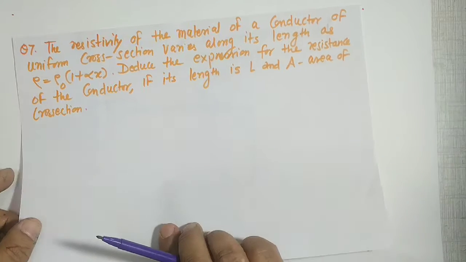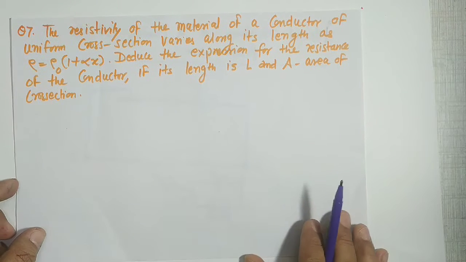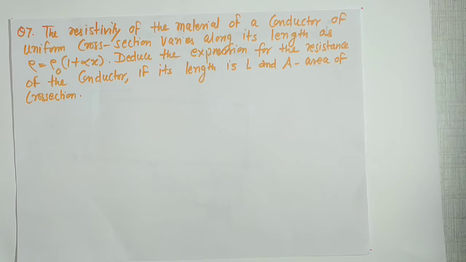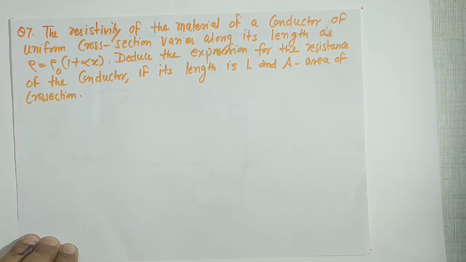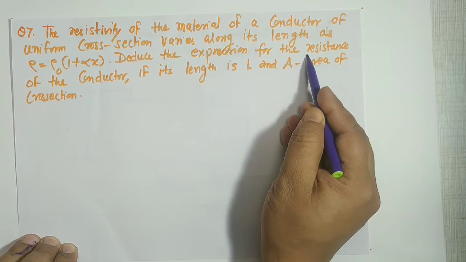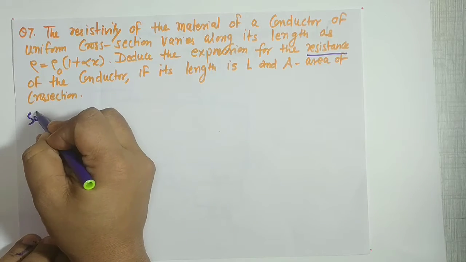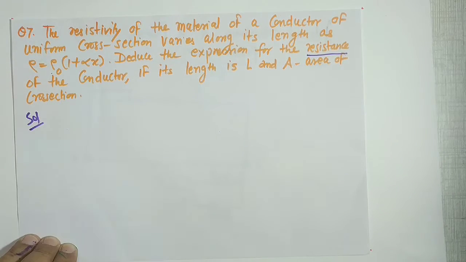Now question number 7 we will take, and that is the resistivity. The resistivity of the material of a conductor of a uniform cross section varies along its length as rho is equal to rho naught (1 plus alpha x). So deduce the expression for the resistance of the conductor if its length is L and A is the area of cross section. So what do you have to calculate? Resistance. Okay. And you have been given the resistivity as a function of x.